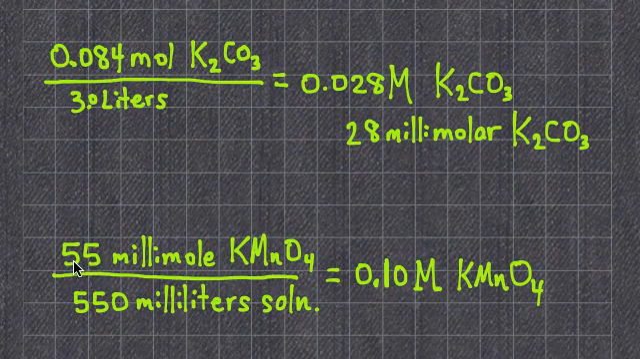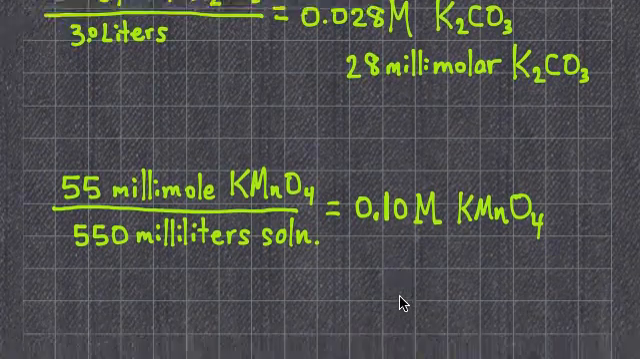Sometimes we'll do this division. If I know the millimoles of chemical in milliliters, the millis cancel. This milli cancels that milli, and I still have moles per liter. 55 over 550 comes out to 0.1 molar potassium permanganate.